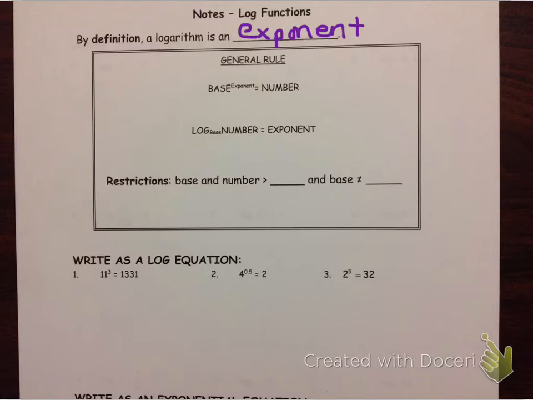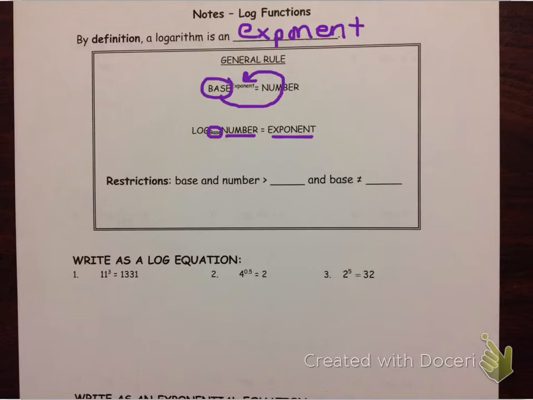Now, to go back and forth between the two forms, some teachers teach the lasso method. If you have a base being raised to an exponent and you get a number as your answer, then to go into the log form, you lasso the base and you swing around through the number and the exponent. What that is supposed to tell you is that the base comes first, and then the number comes next, and then the exponent comes last when you switch into log form.